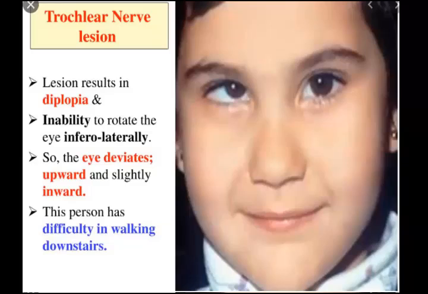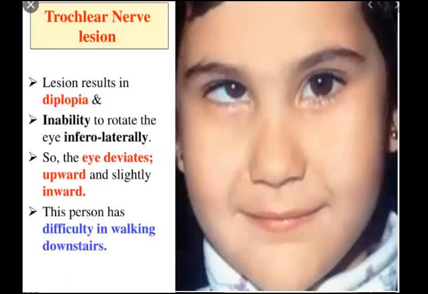Instead, the eye deviates to the opposite side. Inferior oblique action आ जाता है. Inferior oblique action is to turn the eye upwards and inwards. So this is what the eye becomes. So अब एक eye इधर देख रही है, एक eye straight देख रही है. Obviously, the two eyes are not in the same line. So the person has double vision, also called diplopia.